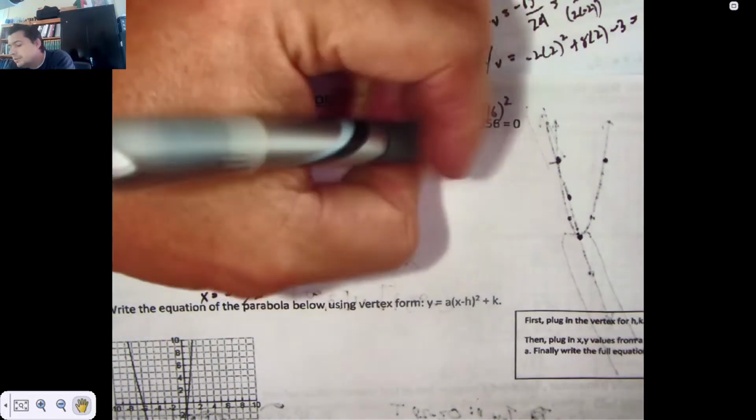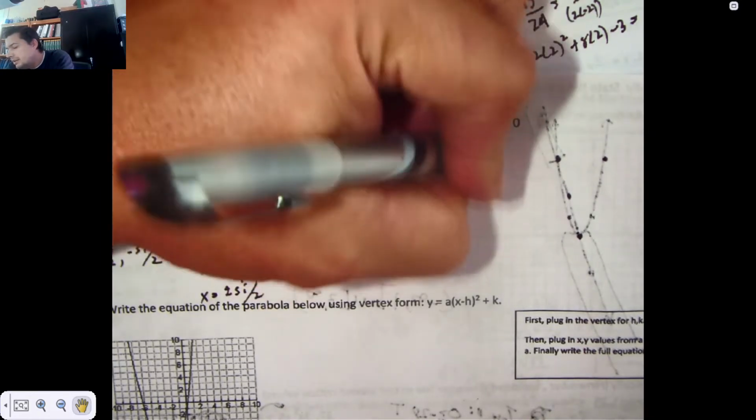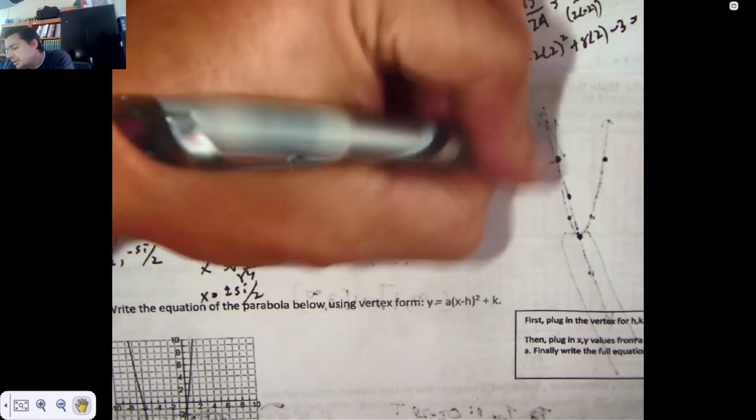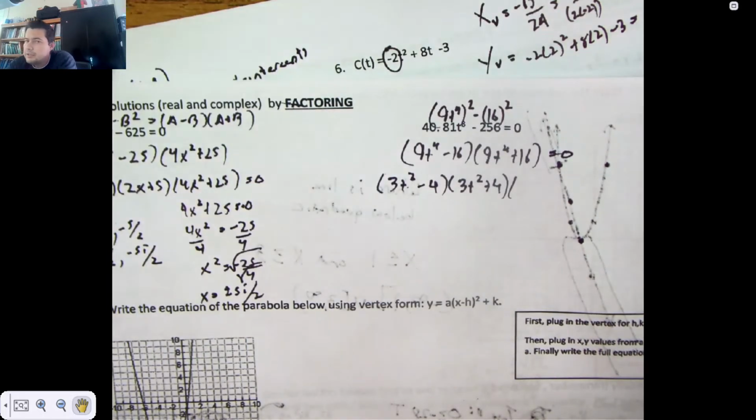So let's see what happens. 9t to the 4th minus 16 times 9t to the 4th plus 16, still equal to 0. This one factors some more. That's 3t squared minus 4 times 3t squared plus 4. And this is as far as it goes, unless you're really good. Actually, I am good, so I'm going to take it a step farther.